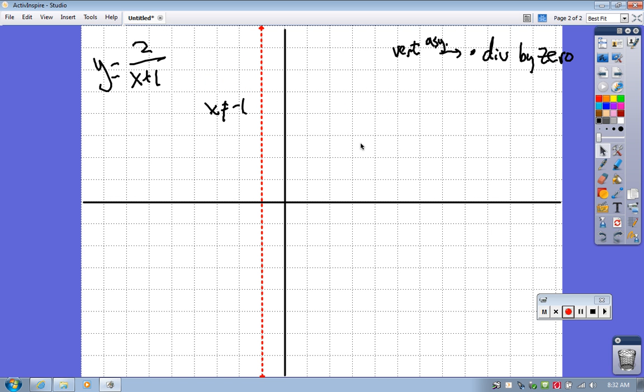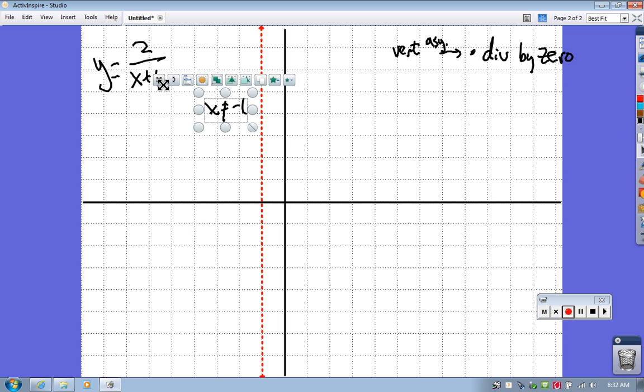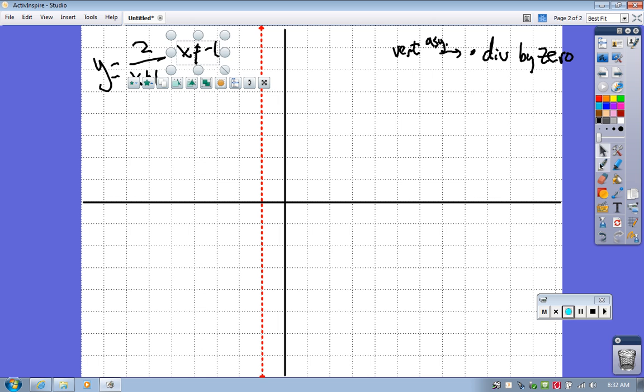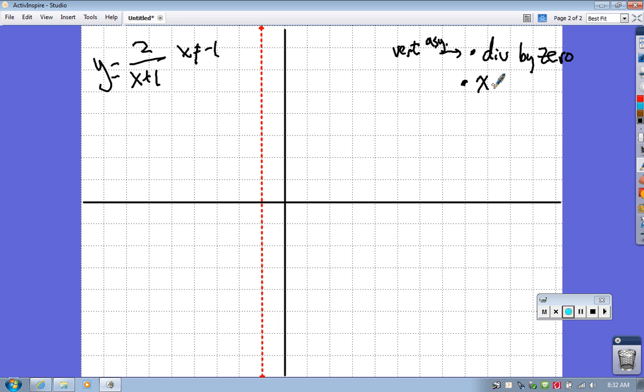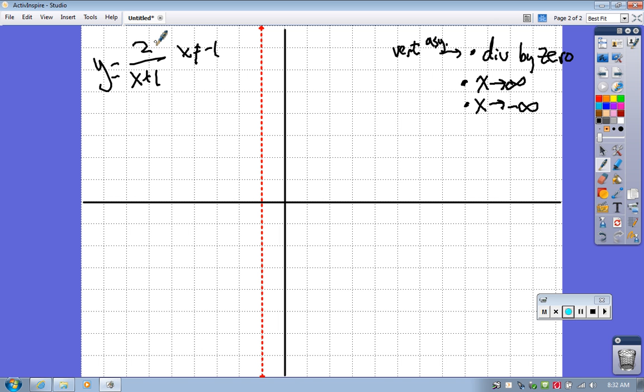And I'm going to run it through my other tests, my other big ideas. And that is, what happens as x gets really big positively, and what happens as x gets really big negatively. So let's take a look at this: 2 over x plus 1.